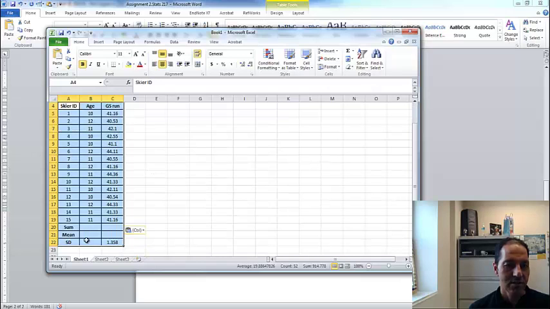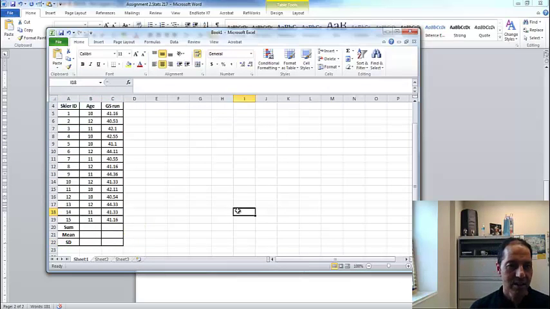I'm going to copy this and paste that into the spreadsheet. I'll delete that value. We don't need that right now. And I need the sum of these values here. Okay, so let's sum them up.